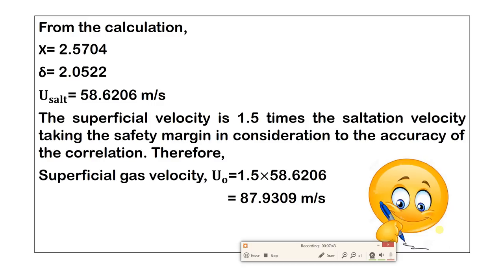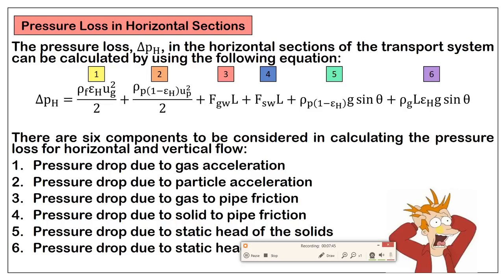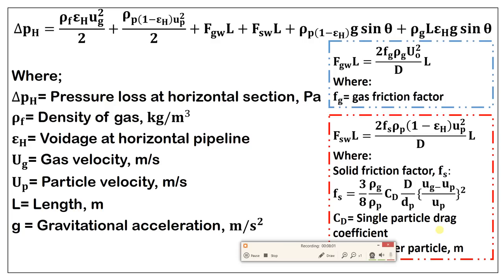The third step is to calculate the pressure loss in the horizontal section. By using the following equation, the pressure loss in horizontal sections is calculated. There are 6 components to be considered in calculating the pressure loss for horizontal and vertical flow. These are the details on the following equation.